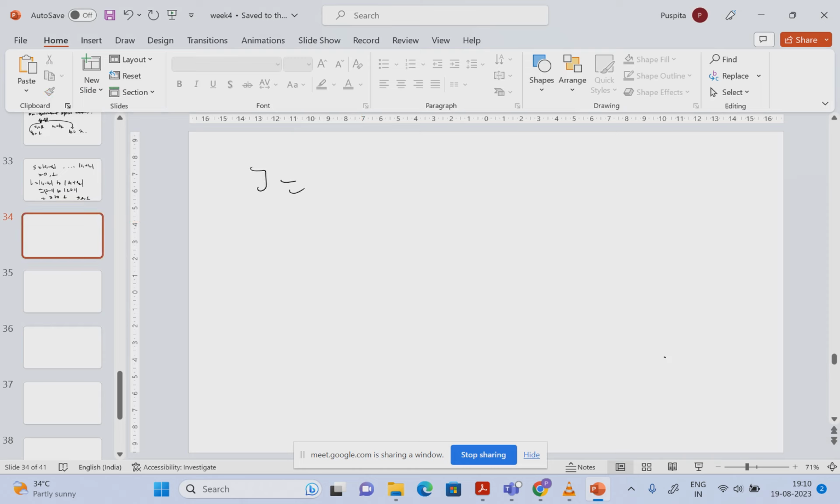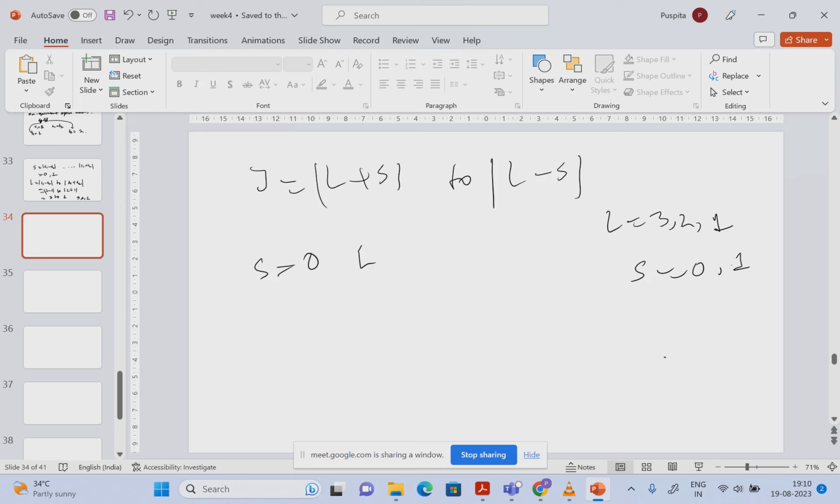So J goes from L plus S to L minus S. L is 3 to 1, S is 0 and 1. So we have to write the combination. S is equal to 0, L is equal to 1, J is equal to 1. So that is 1P1. S is equal to 0, L is equal to 2, so J will be 2. This is 1D2.